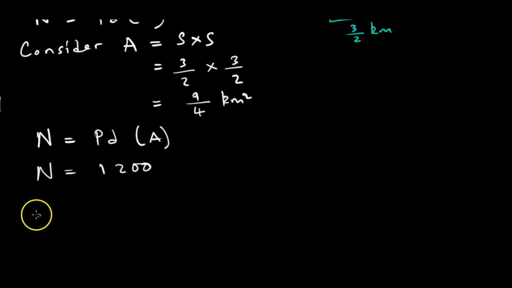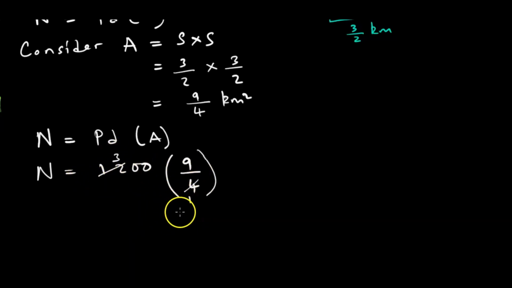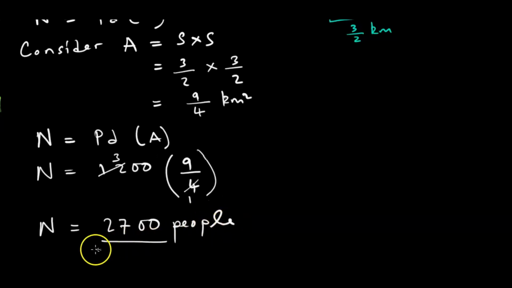Understood? So this is multiplying an area of 9 over 4. Here 4 into 4 is 1, 4 into 12 is 3, so 4 into 1200 is 300. So n is equal to 300 times 9. 9, 18, 27, so it's 2700. So this is the estimated number of people in this village.